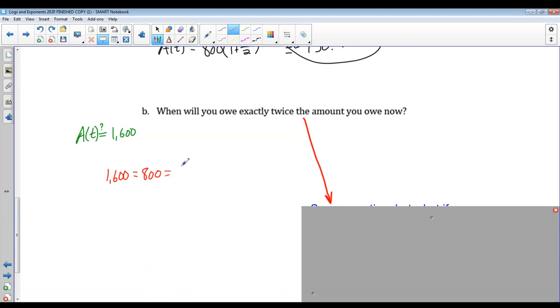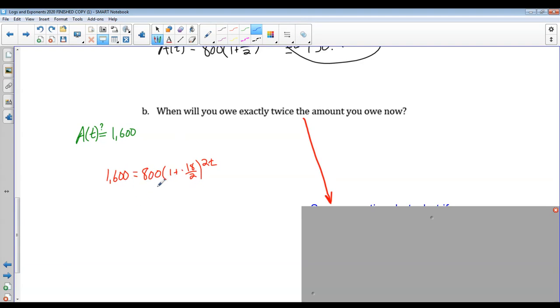So 1,600 equals, whoops, not equals, times 800. And then we have our P times 1 plus r over n. So divided by 2 is 1.09. Sorry, I'm getting a step ahead of myself. Let me make that better. So we still have our 0.18 twice a year. Now, the only thing we don't know in this particular question is the t. So we're going to leave that as a t.